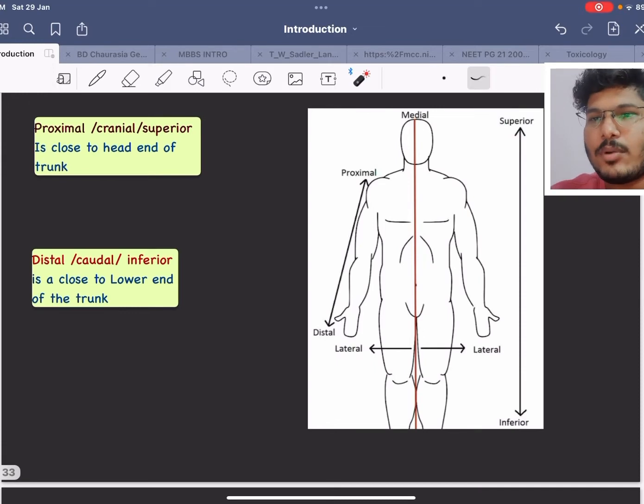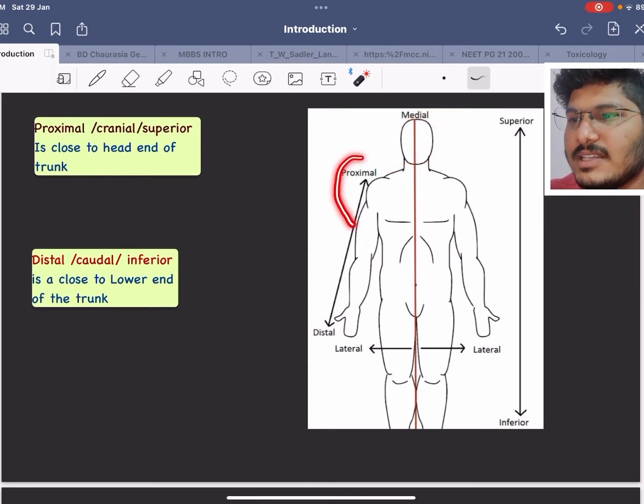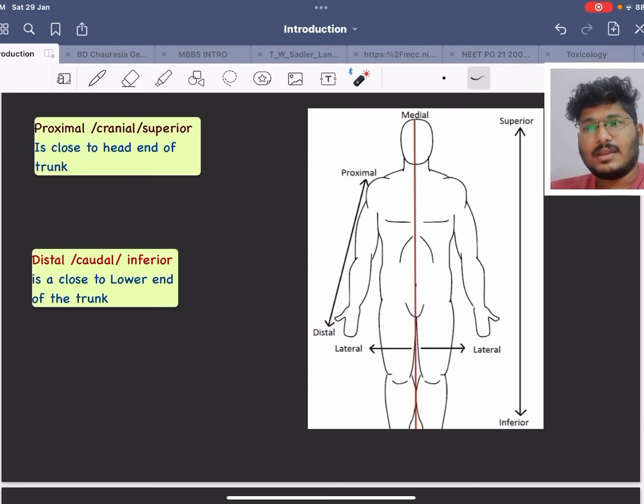The other terms like proximal or cranial or superior mean something close to the head end of the trunk. For example, the arm is known to be the proximal part of the upper limb, and the hand is known to be the distal part of the upper limb. Similarly, the thigh is the proximal part of the lower limb, and the foot is the distal part of the lower limb. These terms need to be known to understand gross anatomy. So proximal is something close to the head end of the trunk, for example the arm of the upper limb or the thigh of the lower limb.